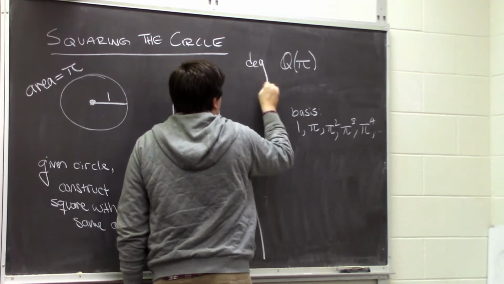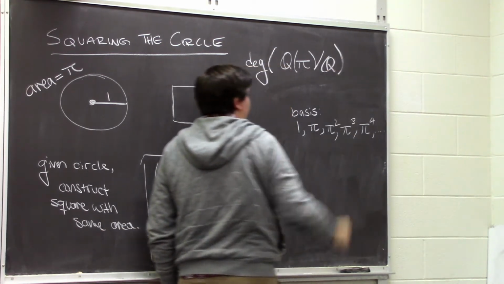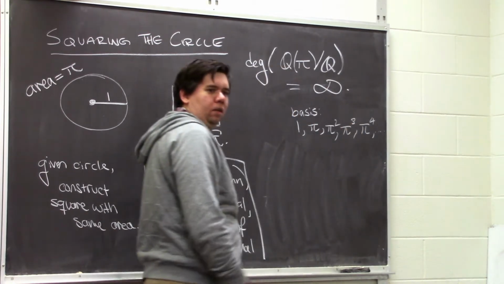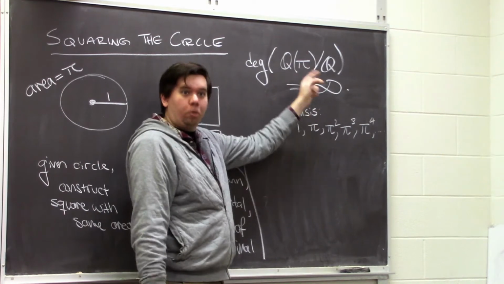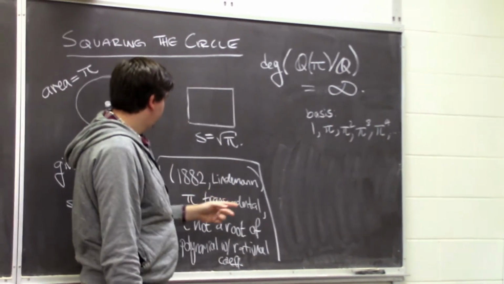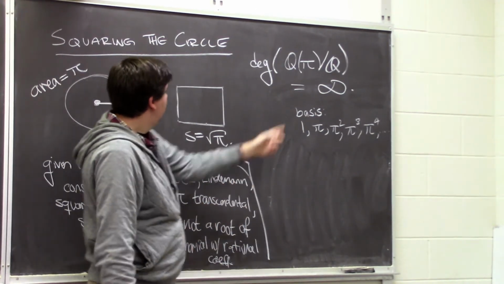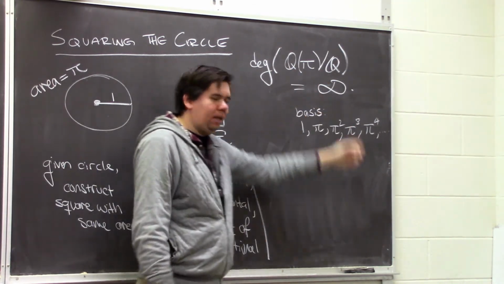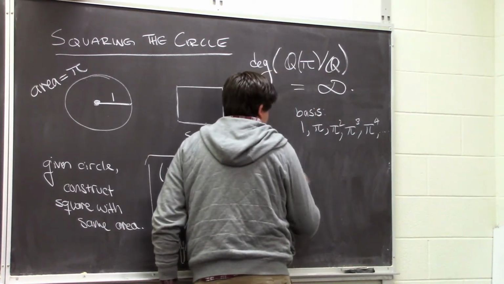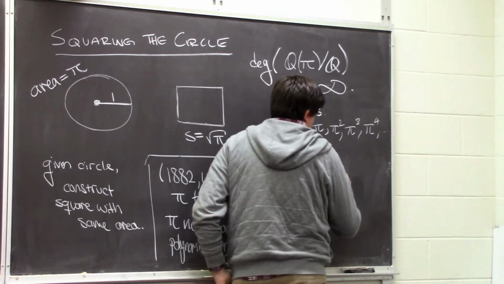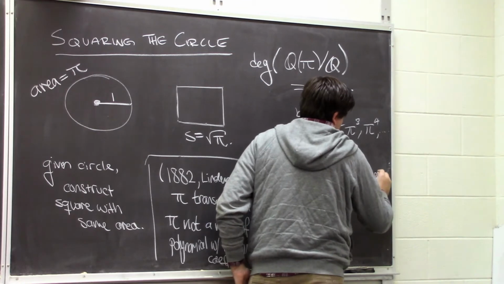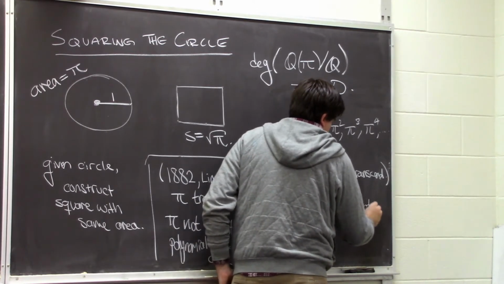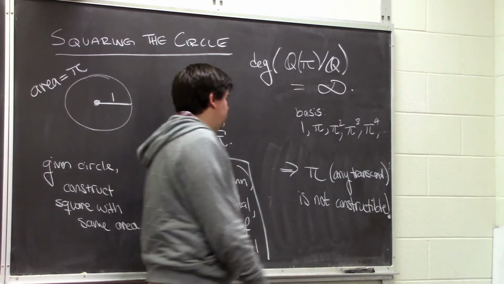But if you have to include all the powers of pi in your basis, then what does that mean for the degree of Q extended by pi over Q? It's infinite. In general, whenever you include some transcendental number, it could be e. In the 1880s, a similar result showed that e is transcendental. And so Q extended by e over Q is infinite. So e is not constructible, since it's not a power of 2, it's infinite. And so this implies that pi, or in fact any transcendental number, is not constructible. Cool?